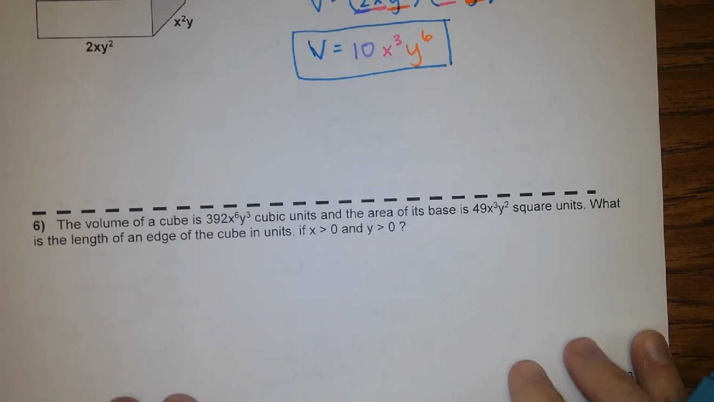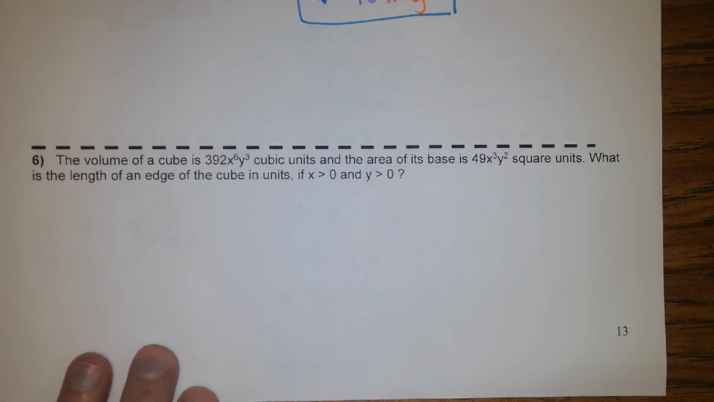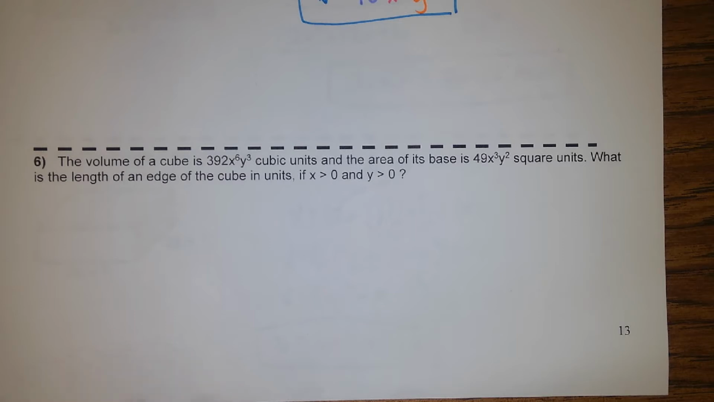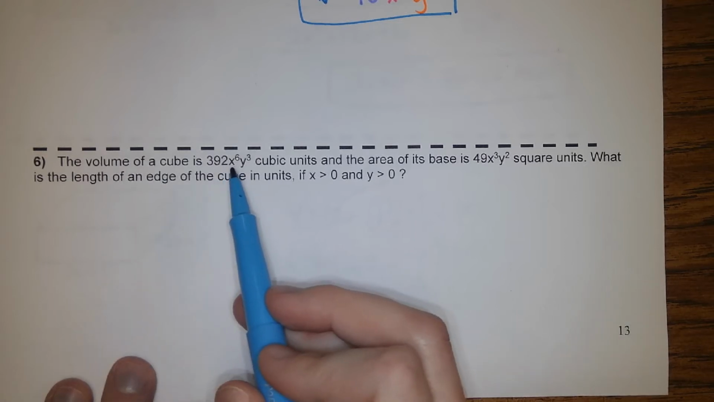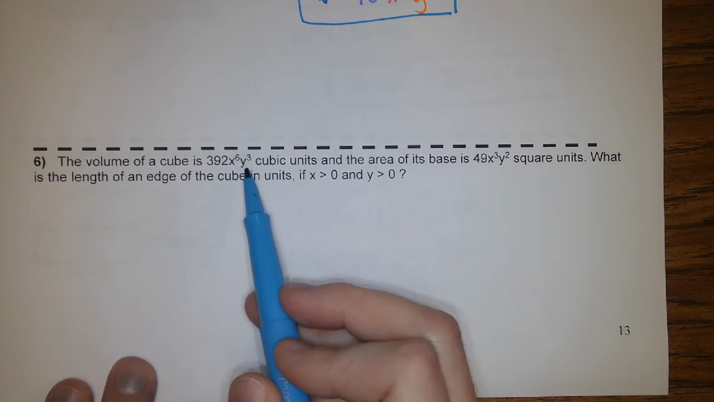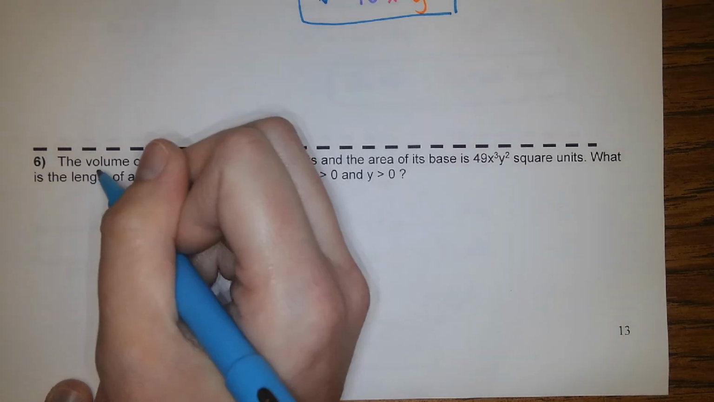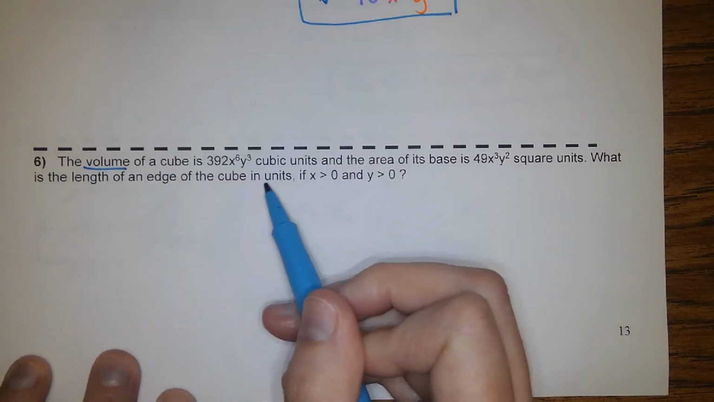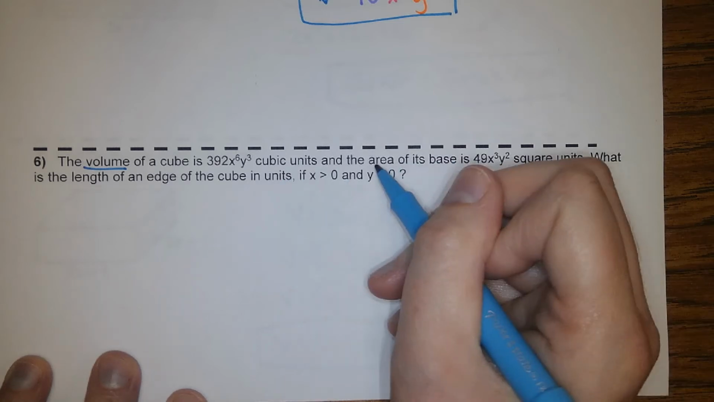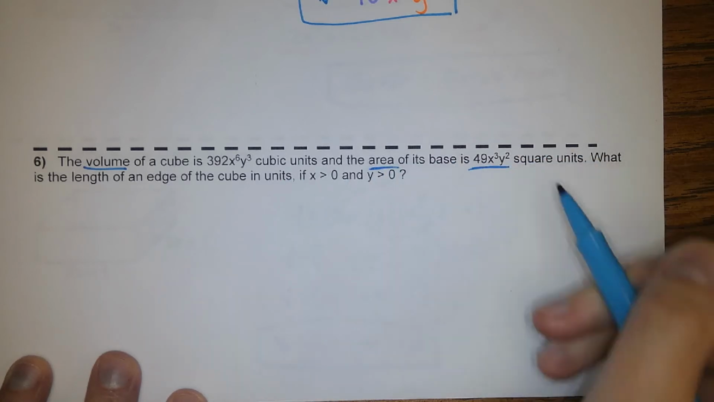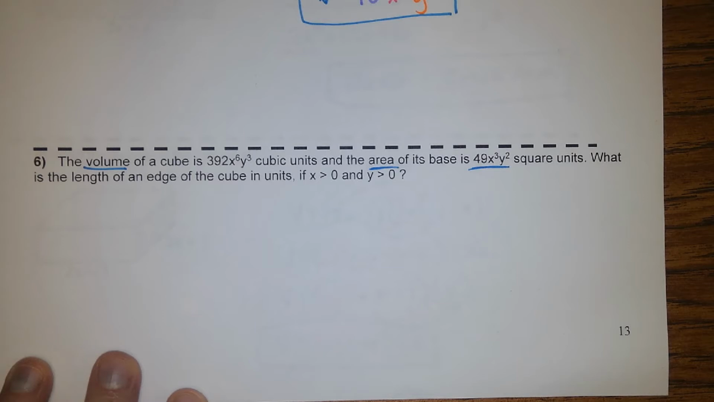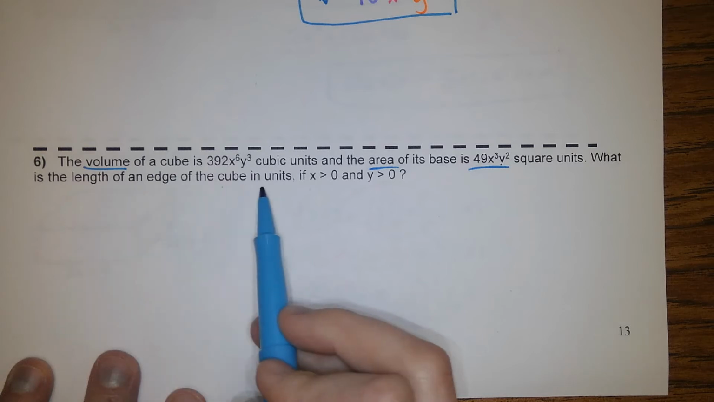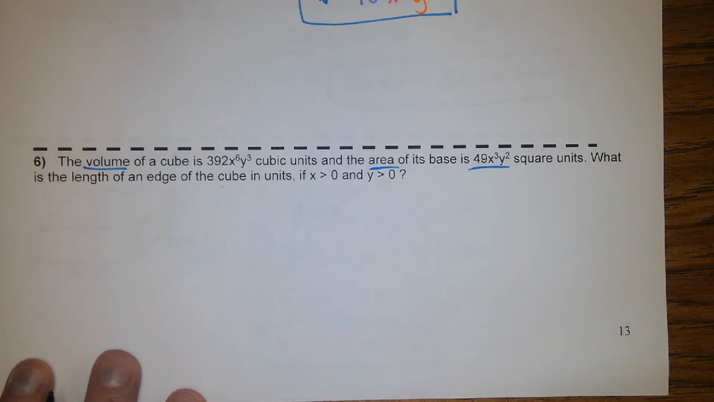All right, and last but certainly not least, we have the volume of a cube is 392 x to the 6th power y cubed, so we have the volume here, cubic units, and the area of its base is 49 x cubed y squared, square units. What is the length of an edge in cube units if x is greater than 0 and y is greater than 0?